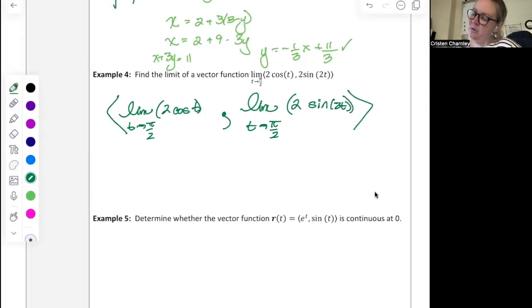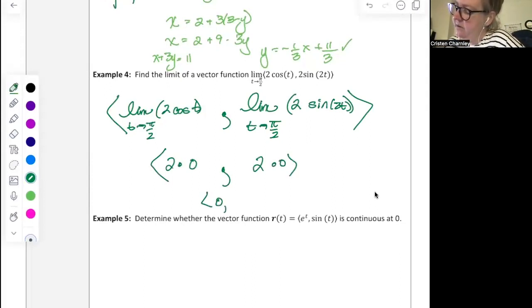All right, so cosine of pi over 2, that's going to be 0. So this is 2 times 0, still in those angled brackets. And this would be 2 sine of 2 times t. So 2 times pi over 2 is sine of pi. Sine of pi is 0. So we have 0, 0. And yes, you can have a vector 0, 0. That is allowed.